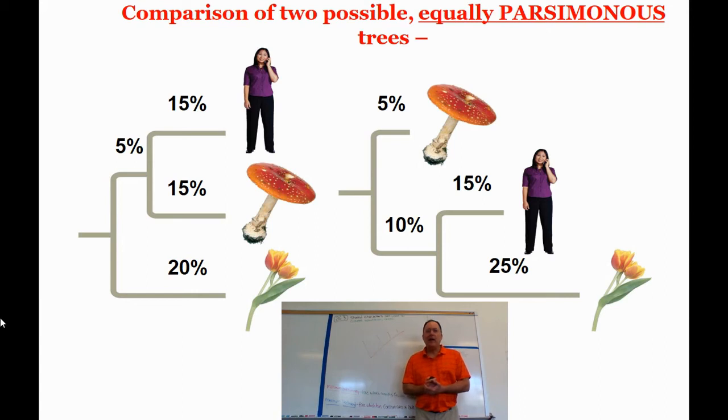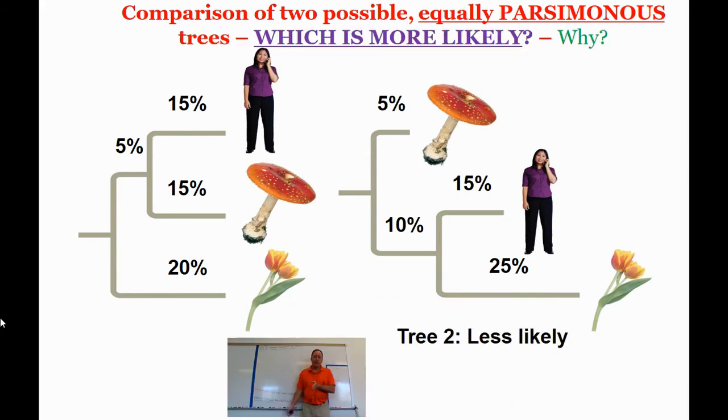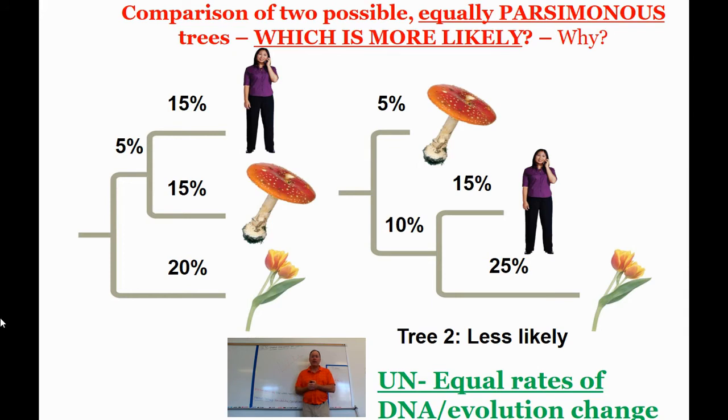I'm going to tell you, these are equally parsimonious trees in this instance because they're assuming the same number of evolutionary events, just a couple of evolutionary events which have brought these different lines of evolution here. But if we know that DNA mutates at a fairly constant rate, then we have unequal x-axes here between the two. Specifically with the right-hand tree, it's less likely because there are unequal rates of DNA or evolutionary change over time.